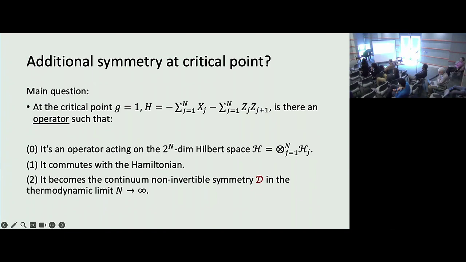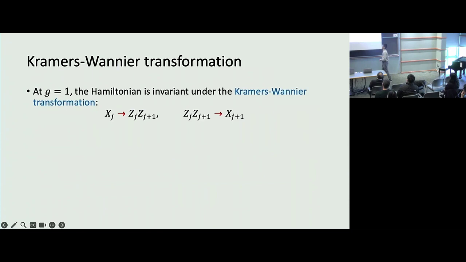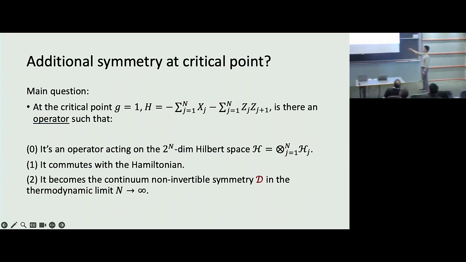All right. Now, if you ask this question to someone on the street, what's the answer they're going to give you? Well, the person will say, at g equals 1, of course there's an additional symmetry. And that is the Kramers-Wannier transformation. And what is the Kramers-Wannier transformation? It's a transformation that maps x_j to z_j z_{j+1}, and z_j z_{j+1} to x_{j+1}. Now let's take a look. If I do that transformation, this term gets mapped to that term, that maps to this, and exactly when g is 1, the Hamiltonian is invariant.